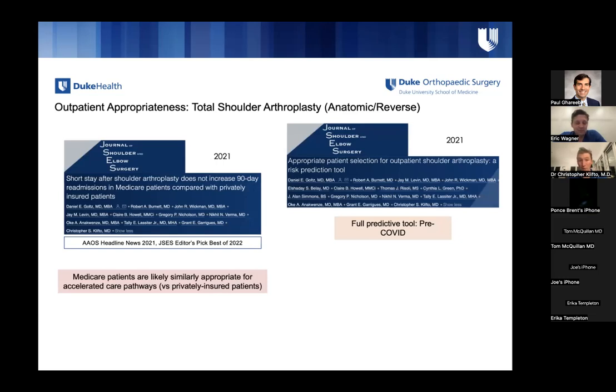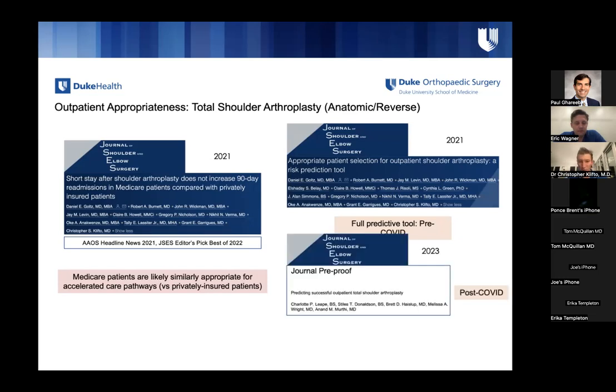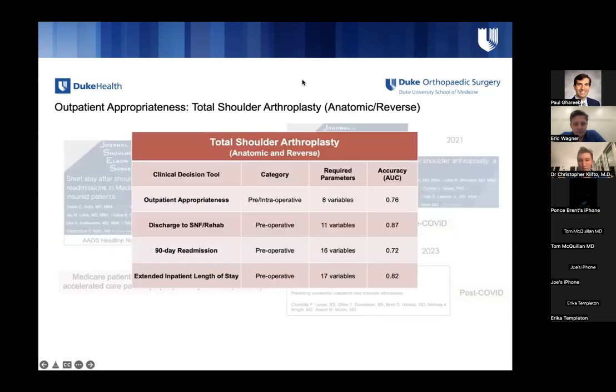And then we also looked at appropriate patient selection for outpatient shoulder arthroplasty as a risk prediction tool. Again, same models. We thought we developed this awesome tool. And then essentially the Murthy group just published their results validating their own data in our algorithm. And they said it was total crap. They said our model performed highly inaccurately. So it just goes to show you that maybe what we're doing isn't that great. And then again, the AUC was 0.76, which kind of goes to show it's a good model, but it's not a great model. And Murthy actually found that.